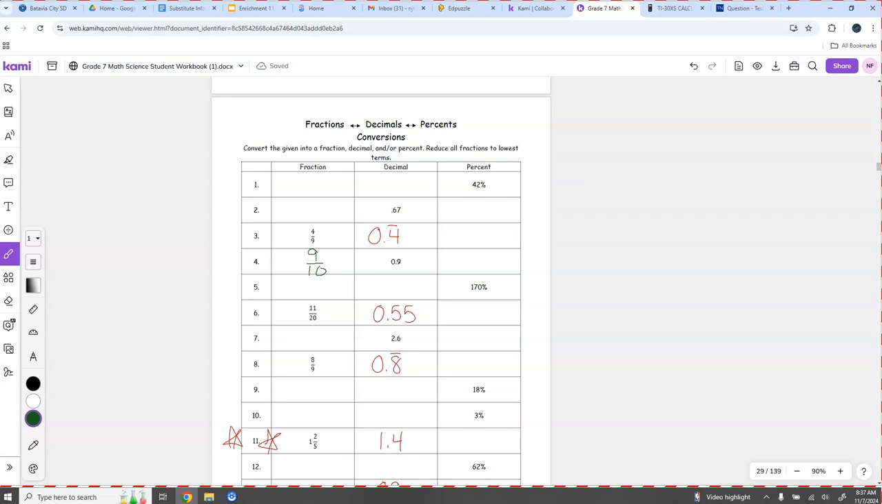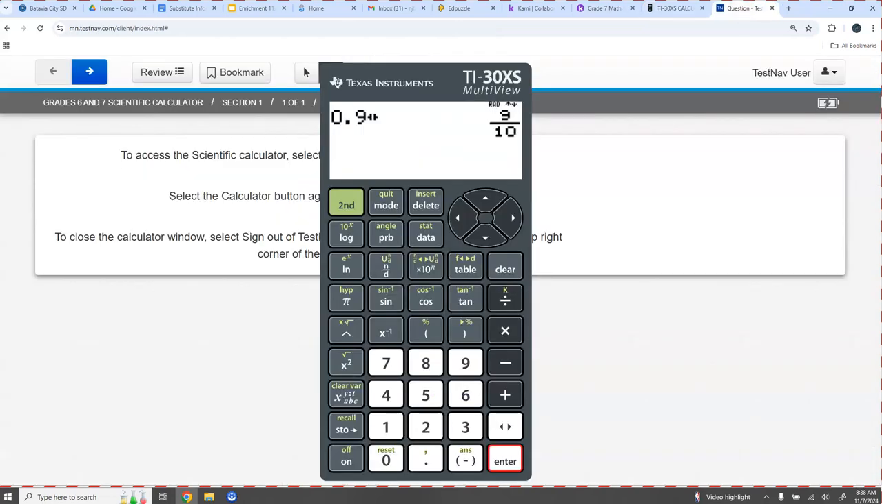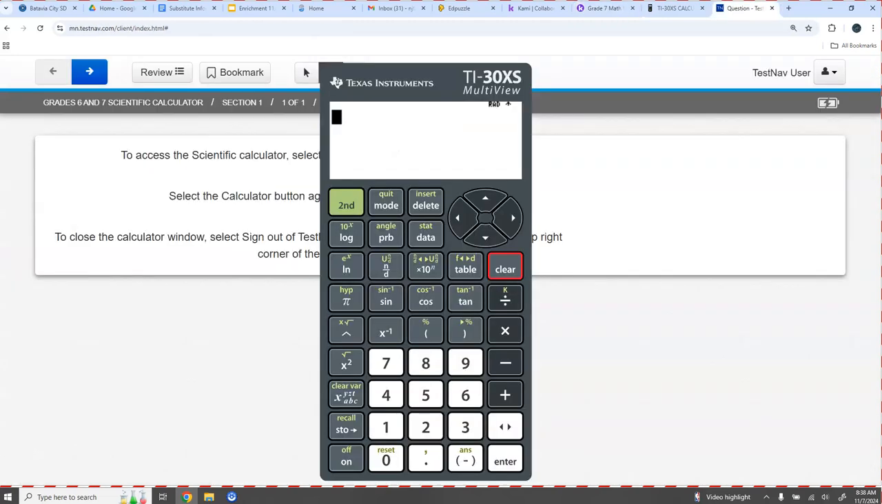And then we have 2.6 on number 7. Ooh, I put in the wrong one again. So what did I say for that? I already lost my train of thought. 2.6. So that could be a mixed number. I'm going to show you that here in a second. So 2.6, we're going to put in 2.6. We want to turn it to a fraction. That's awesome. We can hit the double arrow key. We got 13/5. But what if we wanted to change it to a mixed number?